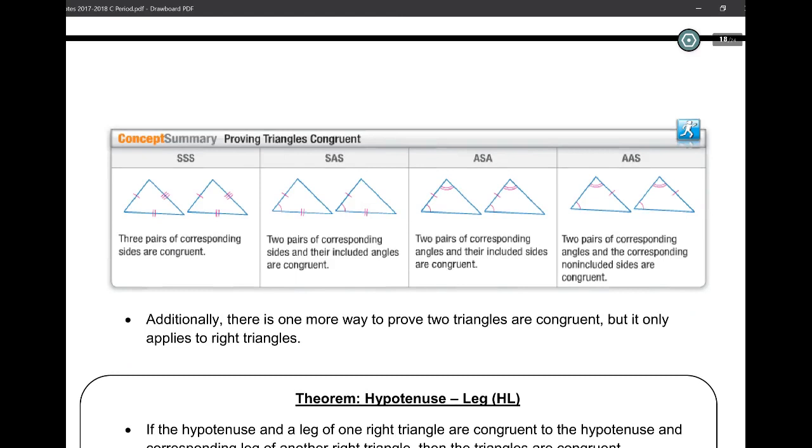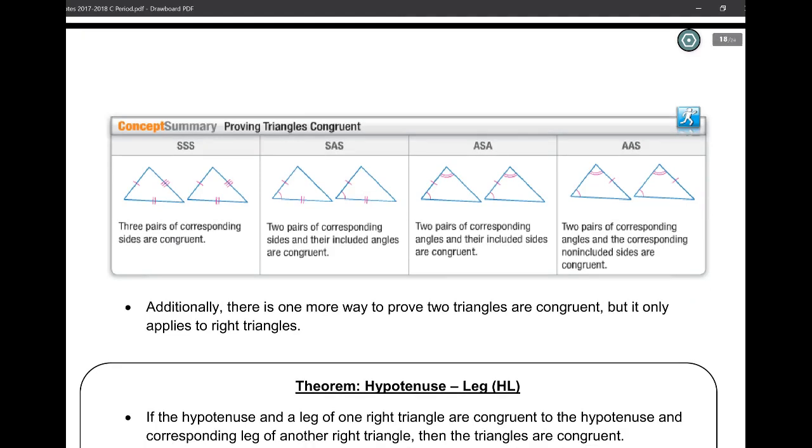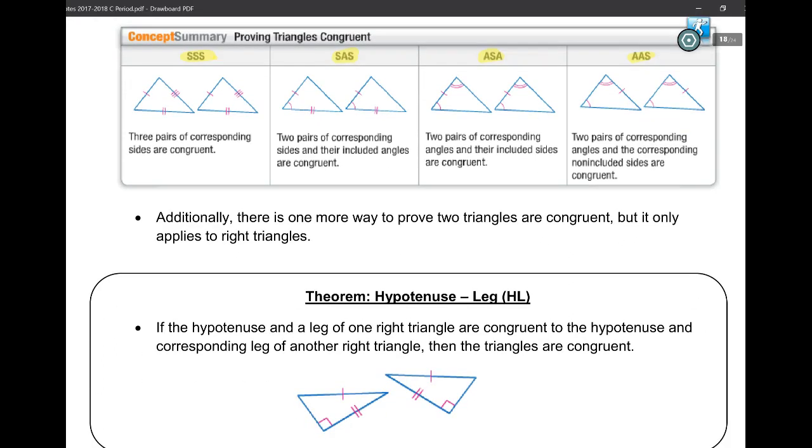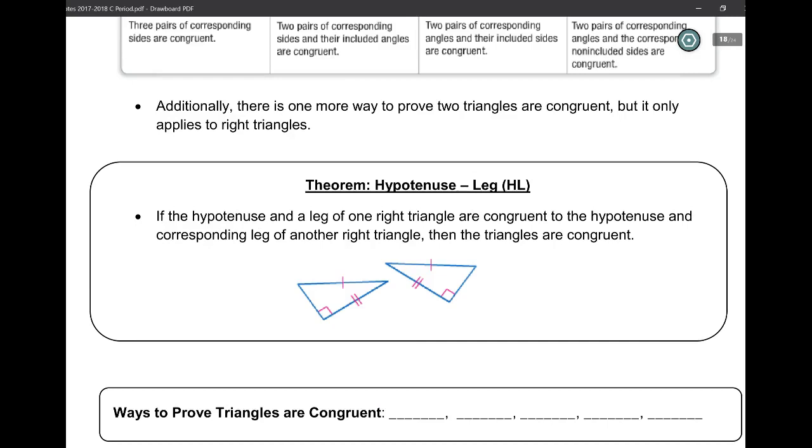So basically this brings us to a summary of all the different ways that we can prove two triangles are congruent. So we learned about side, side, side. We learned about side, angle, side. Today we did angle, side, angle. And finally, angle, angle, side. So there's actually one more that we're going to learn about, and that is what we call the hypotenuse leg. And this is a theorem, and we'll just abbreviate it by HL.